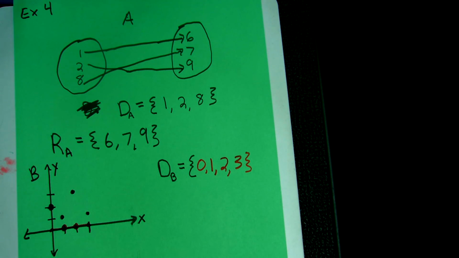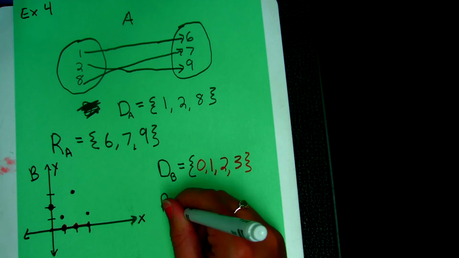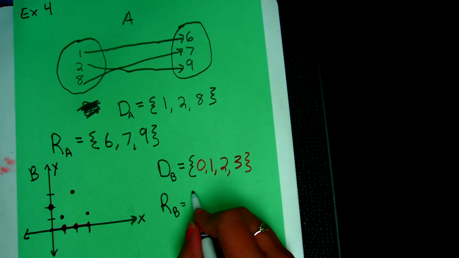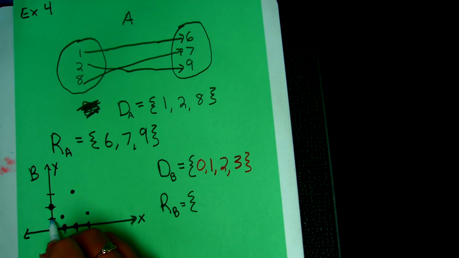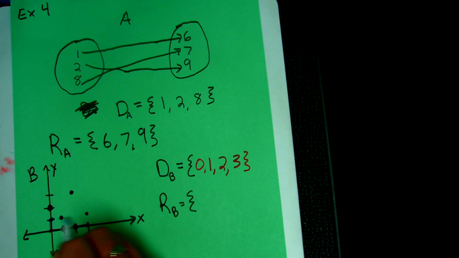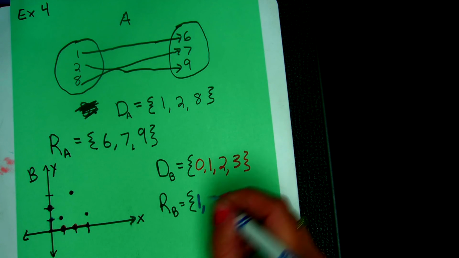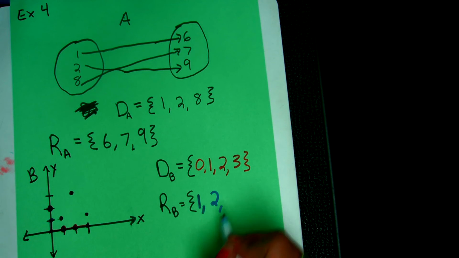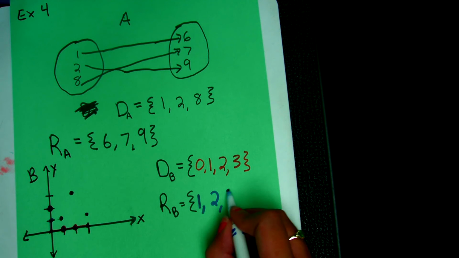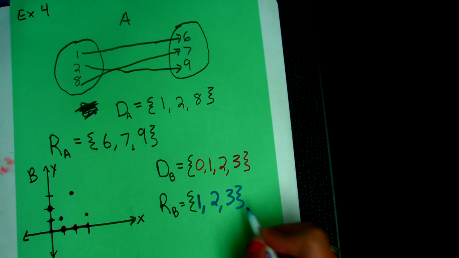So now let's look for our range of relation B. So this one is going up and down, right? Starting here, if I move up, I have some points here, so that's 1. I move up again, here's another point at 2. Move up again, here's another point at 3. So those were my y coordinates.